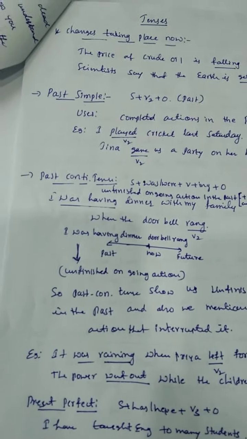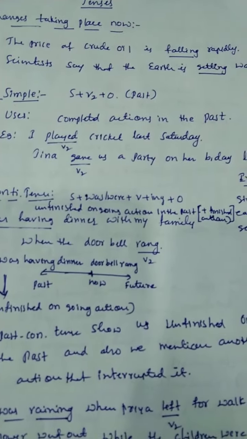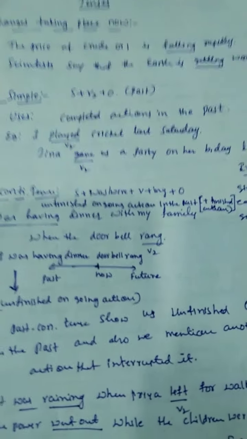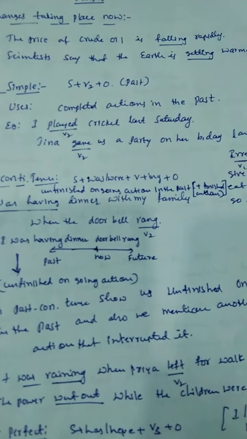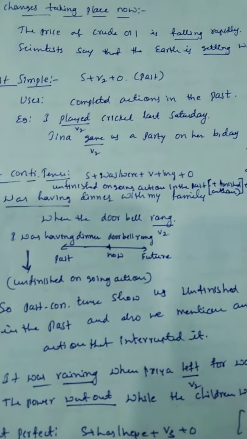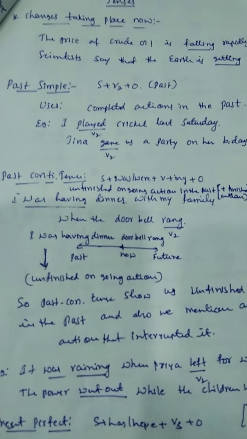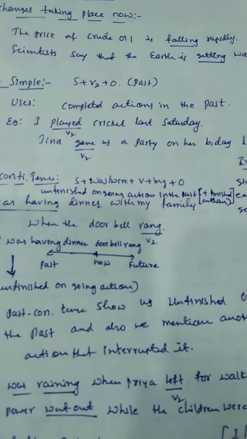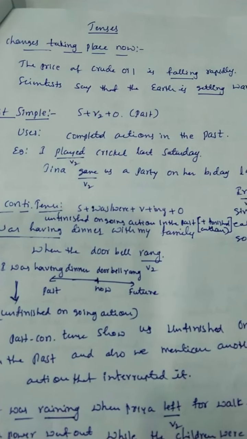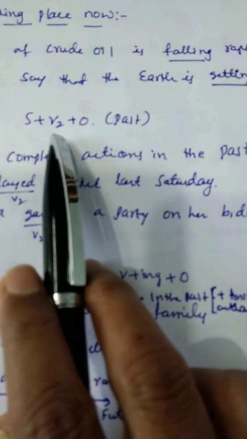Then we'll see about past simple, or simple past. The structure of the simple past tense is subject plus V2 plus object. As you know, there are three types of verbs: V1, V2, V3. V1 we use for present tense and V2 we use for past tense. In the past simple we use the second form of the verb. The structure of the simple past tense is subject plus verb plus object, in which we use the second form of the verb.